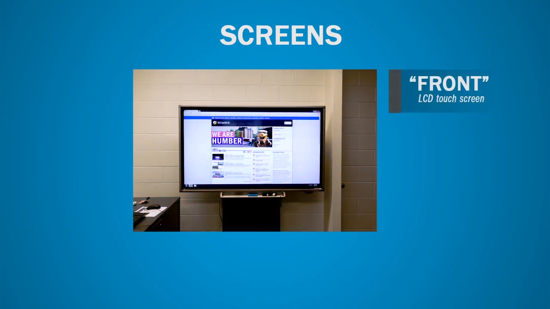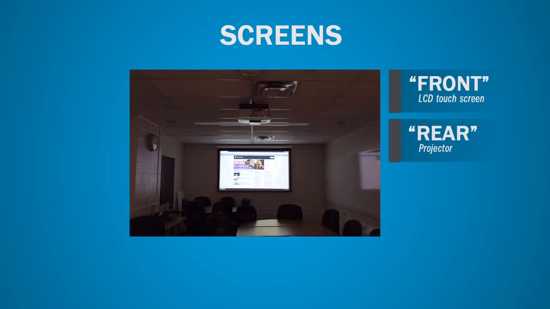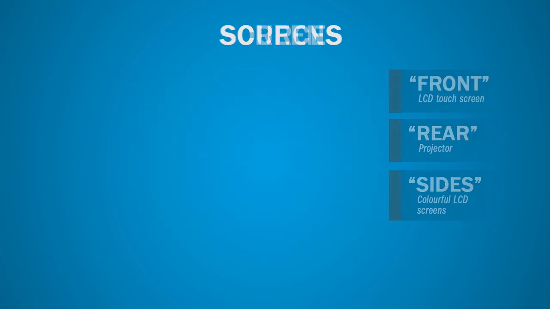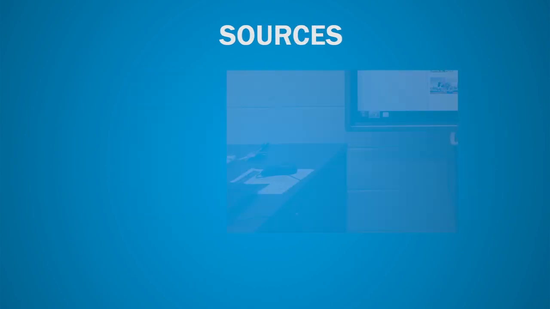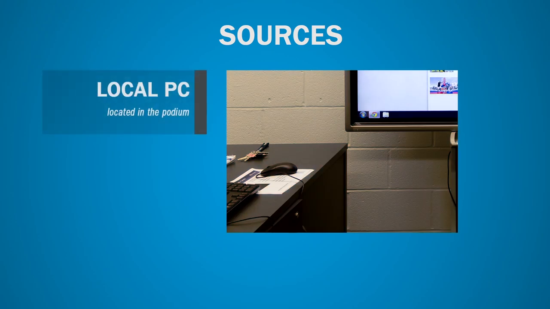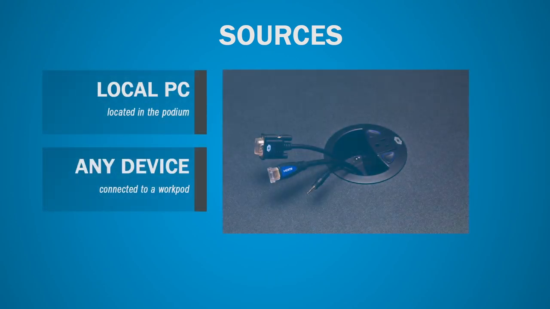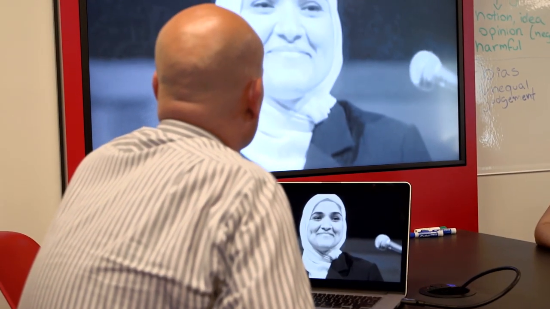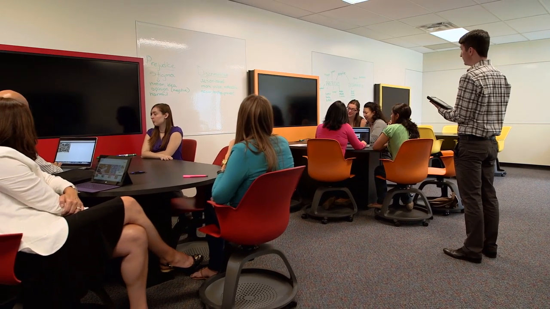There are many ways to display a source: on the main LCD touchscreen at the front of the room, on the projector, or on the colorful wall-mounted LCD screens. Each can display content from any source, such as a local PC, which is a computer that is always found in the classroom podium, or any other laptop or device that is connected to a work pod. The LCD screen automatically turns on when a device is connected to the main touch panel. The screen will automatically turn off 5 minutes after you remove your device.